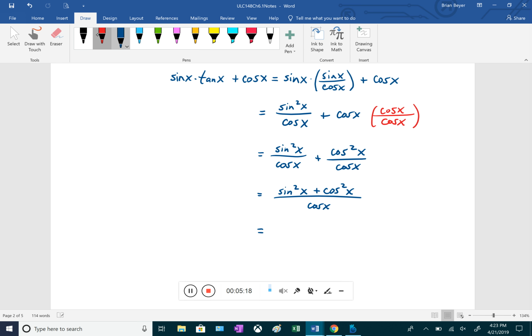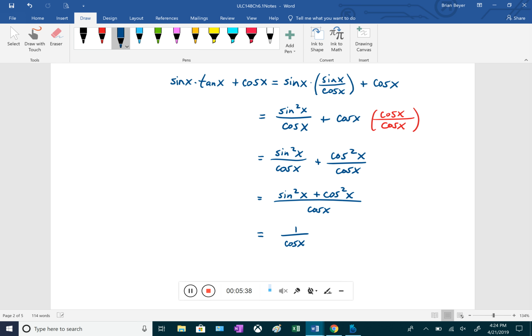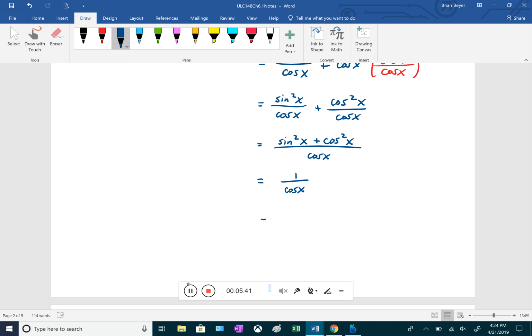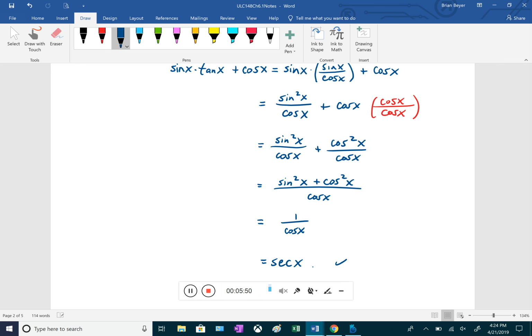So this numerator, sine squared plus cosine squared, that equals 1. That's a Pythagorean identity. So sine squared plus cosine squared equals 1. So that's 1 over cosine x. And once again, keeping in mind that we wanted this to equal secant, this is equal to secant because they are reciprocals. 1 over cosine equals secant. So we're good. We just showed that one side of the equation equaled the other side.